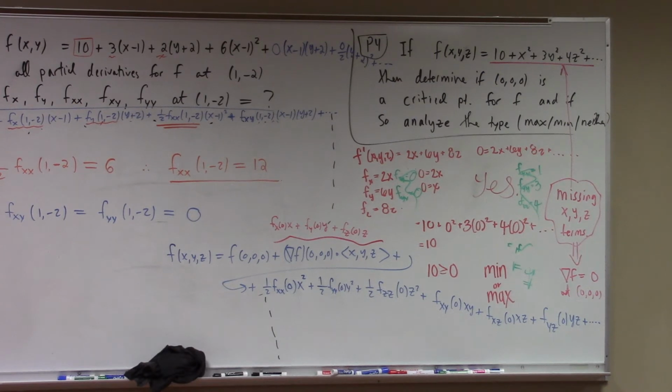So is it a critical point? What's the gradient of f at 0, 0, 0 in this one? So is it a critical point? No. 0, 0, 0, not a critical point. So you can't analyze what kind of critical point it is because it's not a critical point. All right? Yes?